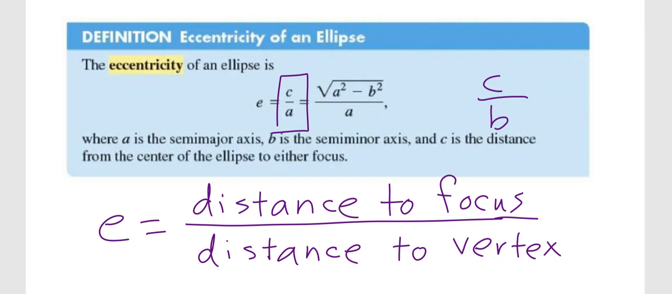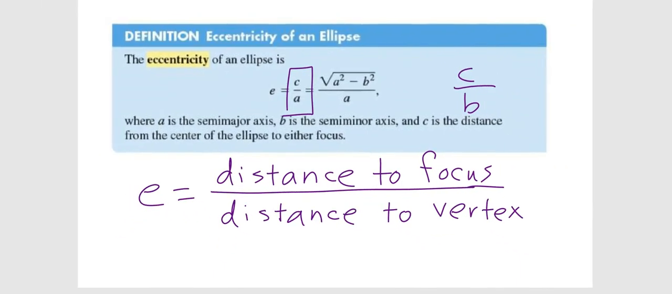You know that the vertex is along the major axis. So if it's a short fat ellipse, then yeah, it's C over A. But if it's a tall skinny one like the last one we did, it would be C over B. The eccentricity is a measurement of each one of these conics. What do you think the eccentricity is for a circle?